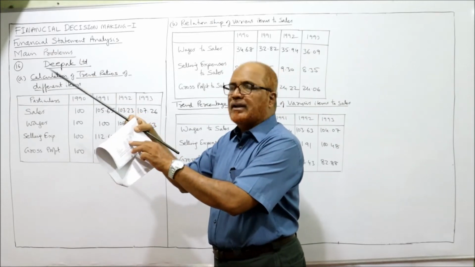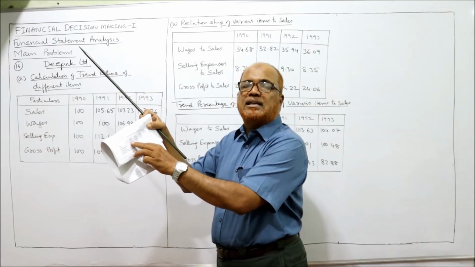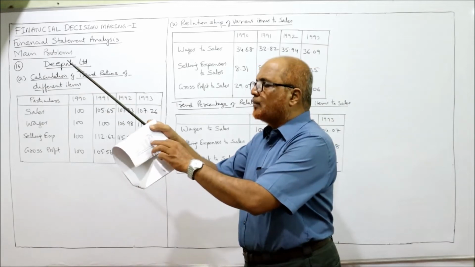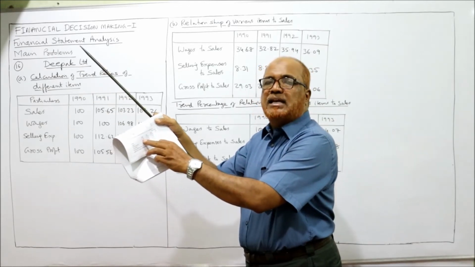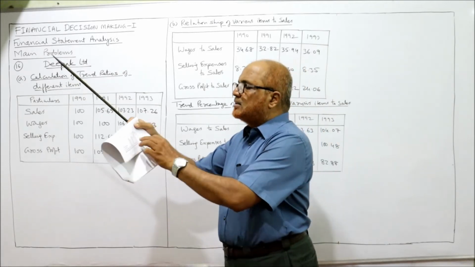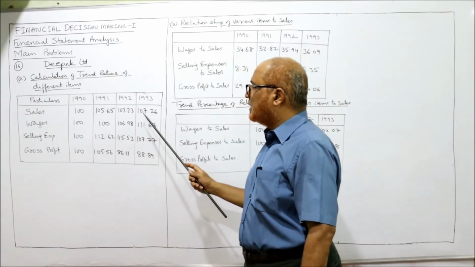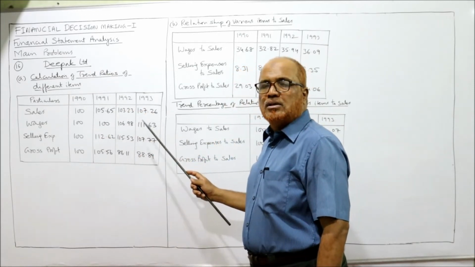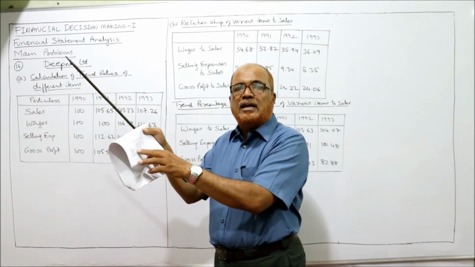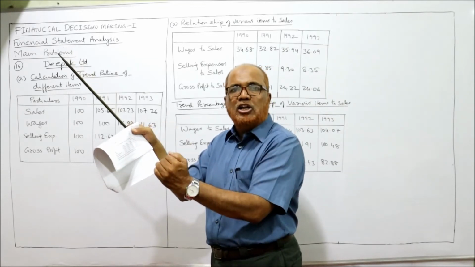Now we calculate the other trend percentages. 3,27,500, 1991 sales. 3,27,500 divided by 3,10,000 into 100, you will get 105.65. Similarly, 92, 3,20,000 divided by 3,10,000 into 100, 103.23. Last one, 3,32,500 divided by 3,10,000 into 100, you will get 107.26. So current year value we take in numerator and base year value we take in denominator. The base year sales are 3,10,000. That will be taken in the denominator.